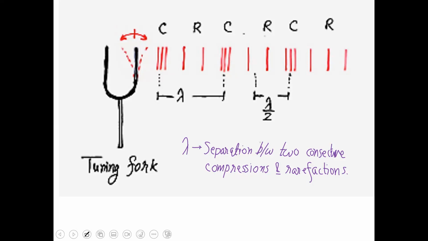So these are longitudinal waves, conventional longitudinal waves. So sound waves are longitudinal waves. The lambda is the distance from the center of compression to the next compression, that is the wavelength.